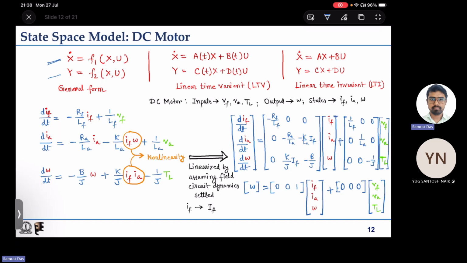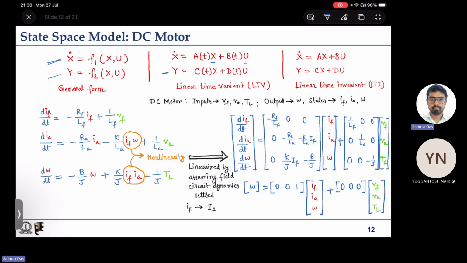And for the specific case of a linear system, these functions f1 and f2 can be written as A x plus B u for the x dot case, that is the first equation, and it can be written as y equal to C x plus D u. So that means the contribution of the state matrix and the input matrix can be separated out. This is true for a linear system. And the elements of the matrices A, B, C, D could be constants or could be varying with time.